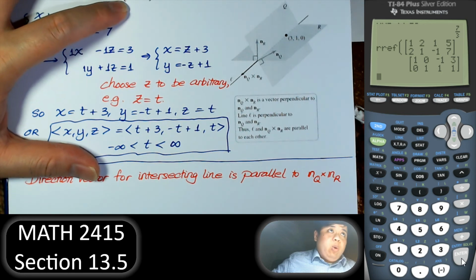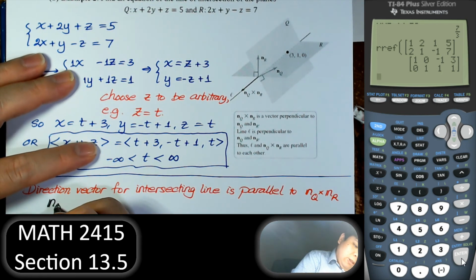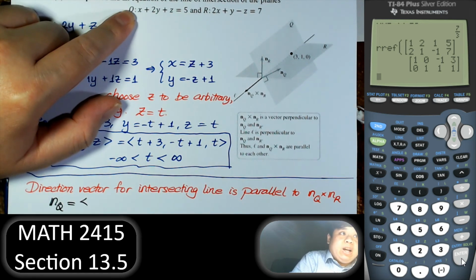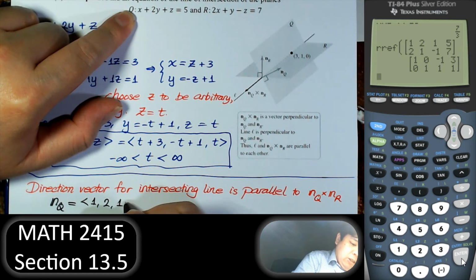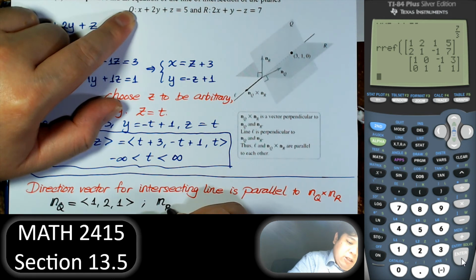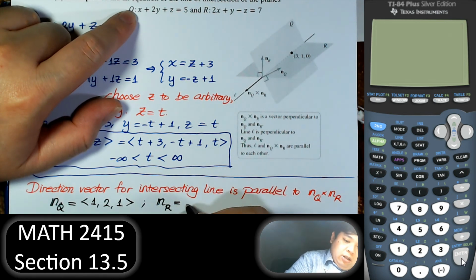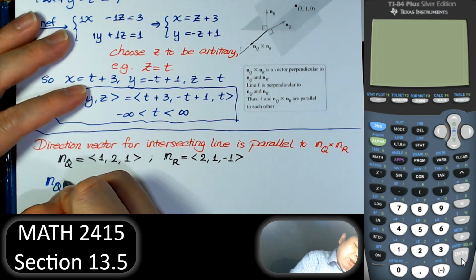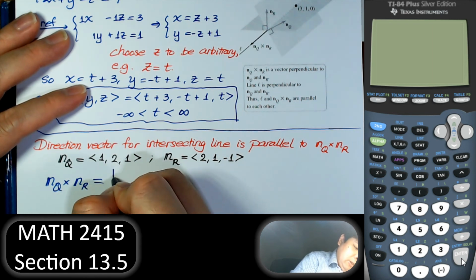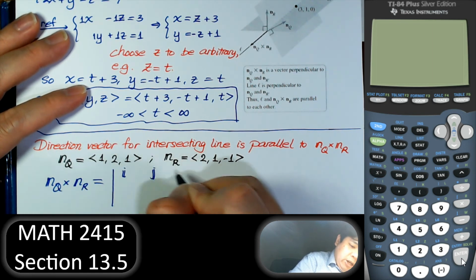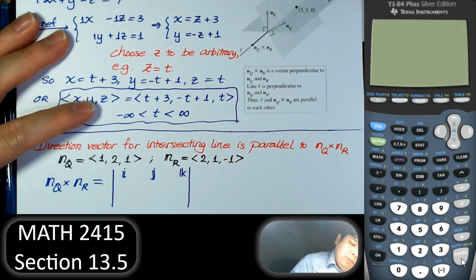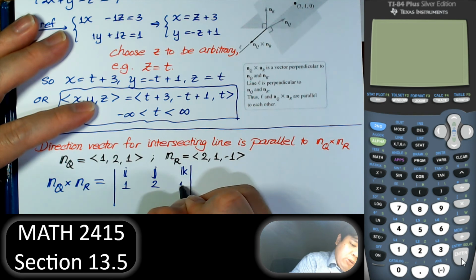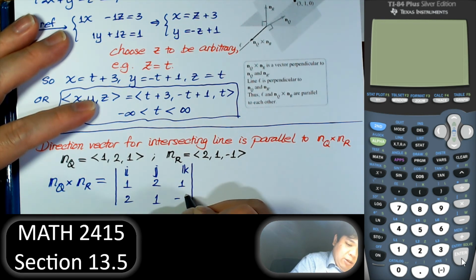Alright, for this equation, NQ is equal to, just pull out the coefficients of x, y, and z: 1, 2, and 1. And the normal vector for R is 2, 1, and negative 1. So we just do the cross product, NQ cross NR. I, J, K, 1, 2, 1, 2, 1, negative 1.